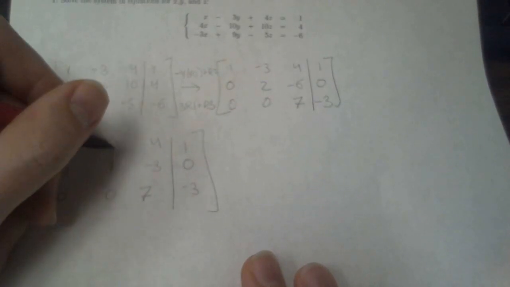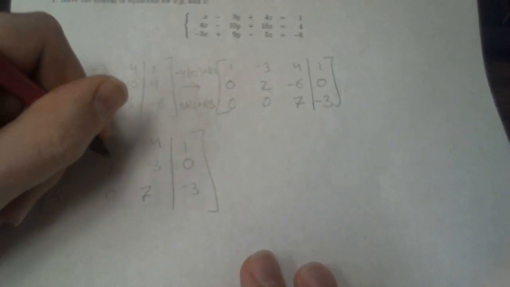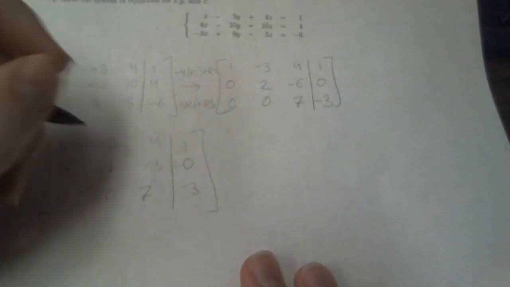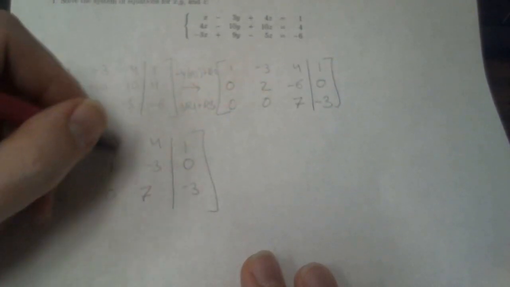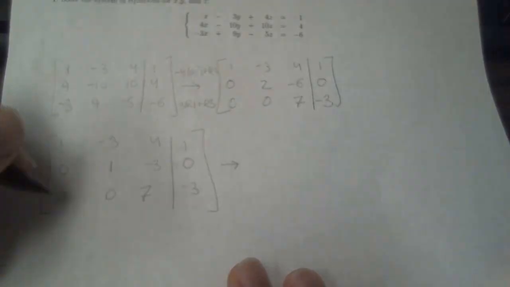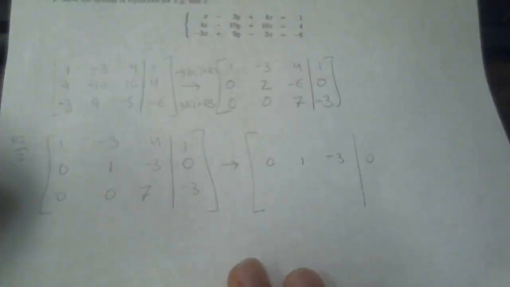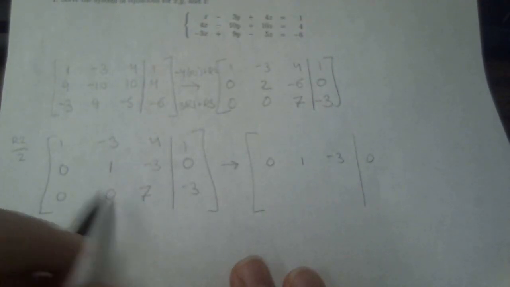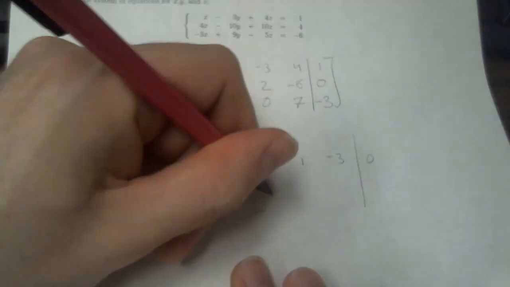And then again, we want to get everything in the second column to be a 0 as well. All right. So in this case, the second row is going to be the same here. And then in this case, the third row already has an entry in the second column of 0. So we can just keep the third row as well.